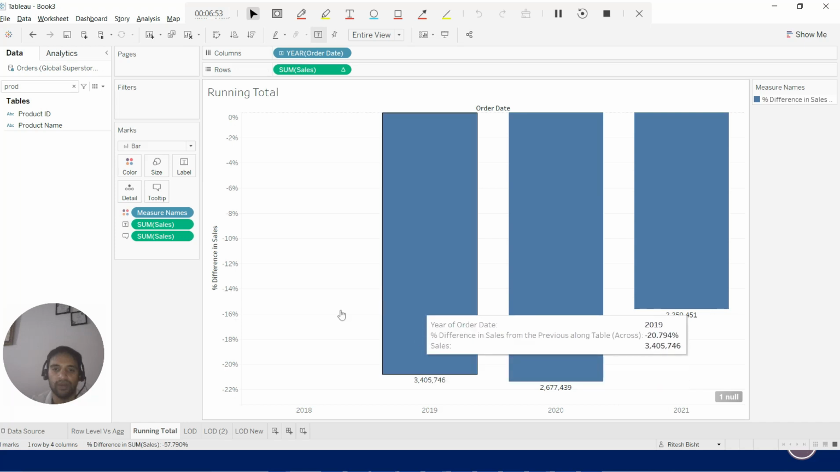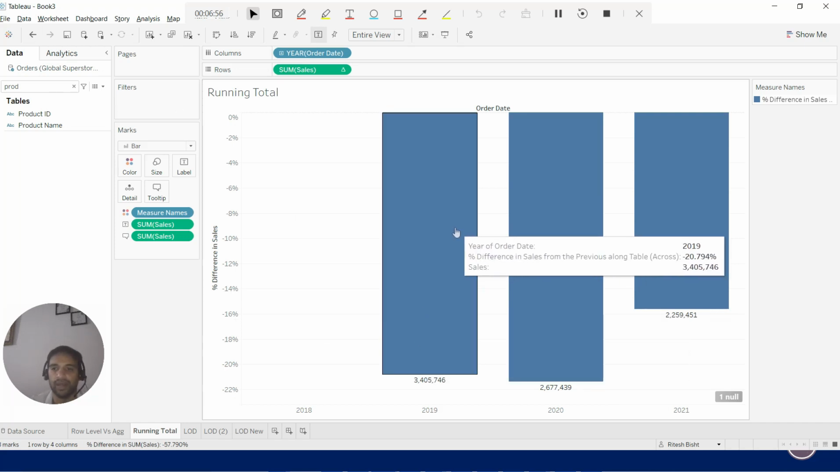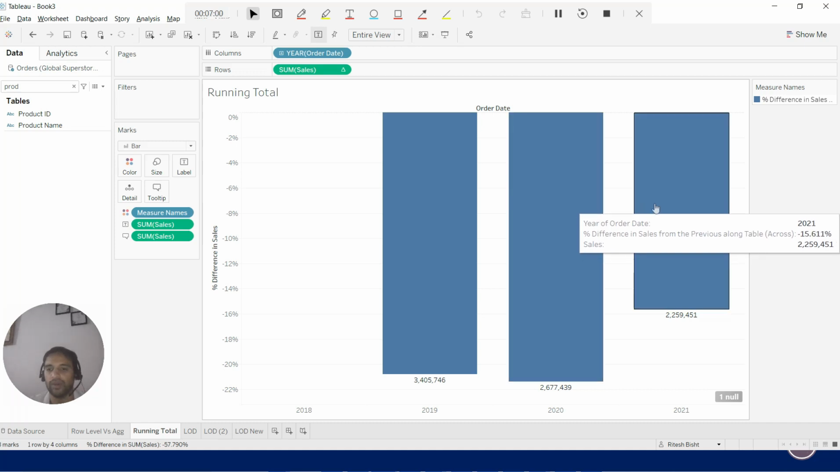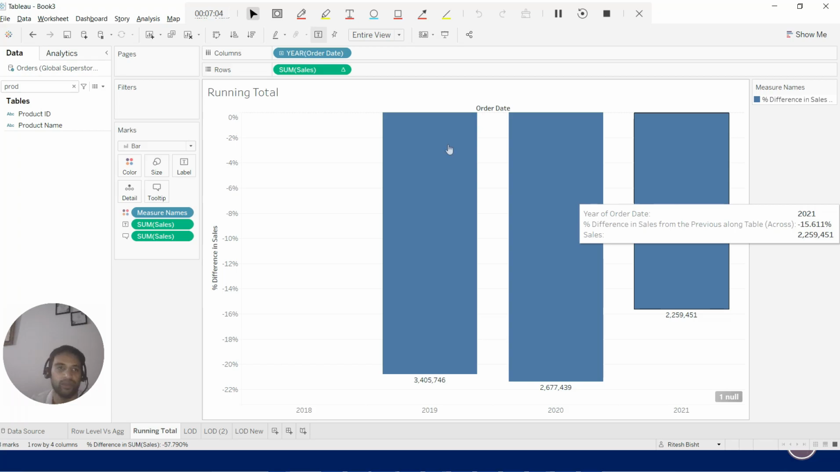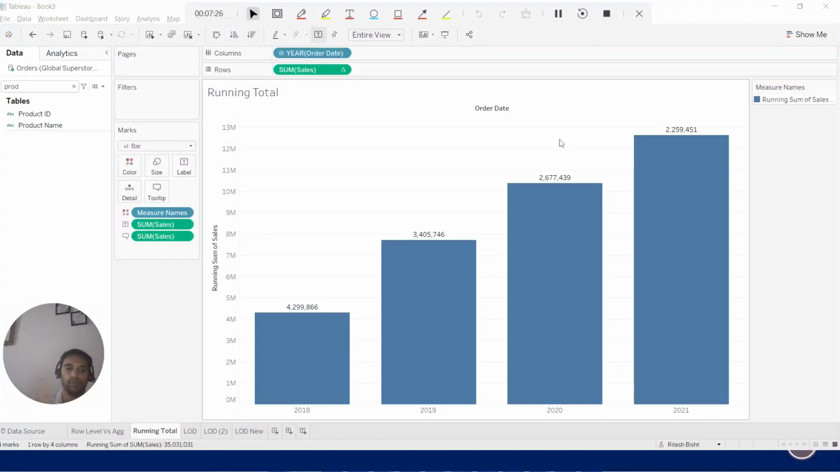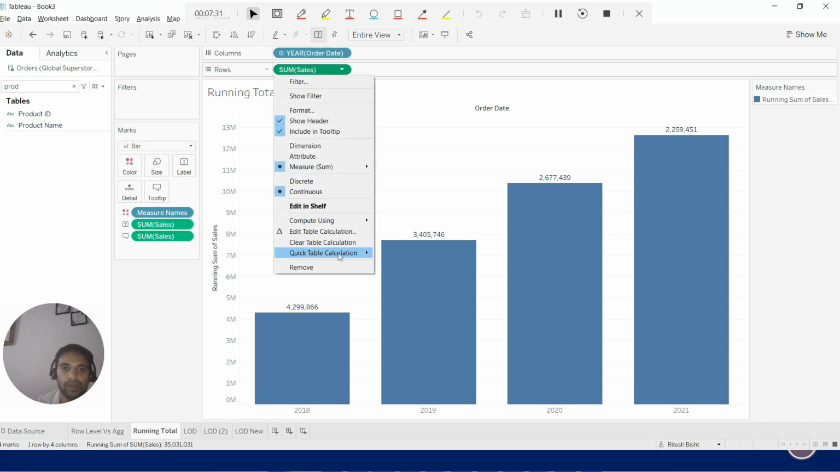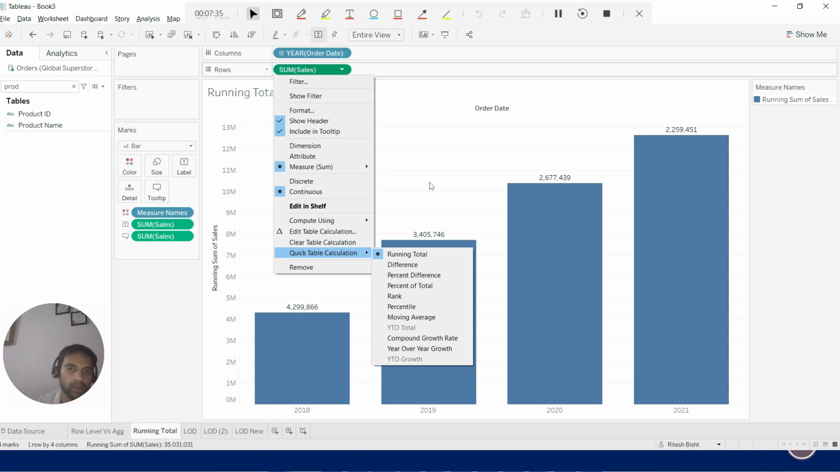You can have percent difference with respect to the previous year. So it's like minus 20% with respect to the previous year, minus 21%. And here you have minus 15% with respect to the previous year, because table calculation will act upon the aggregation, and you have multiple options over there. Running total, difference, percent of total, rank, and so on.